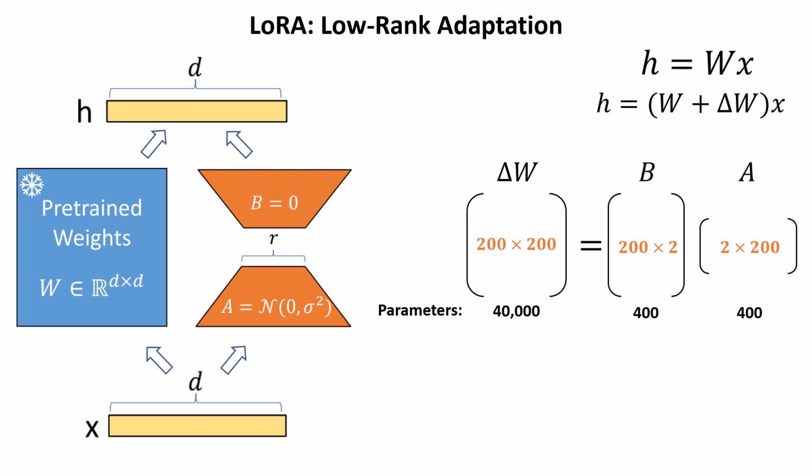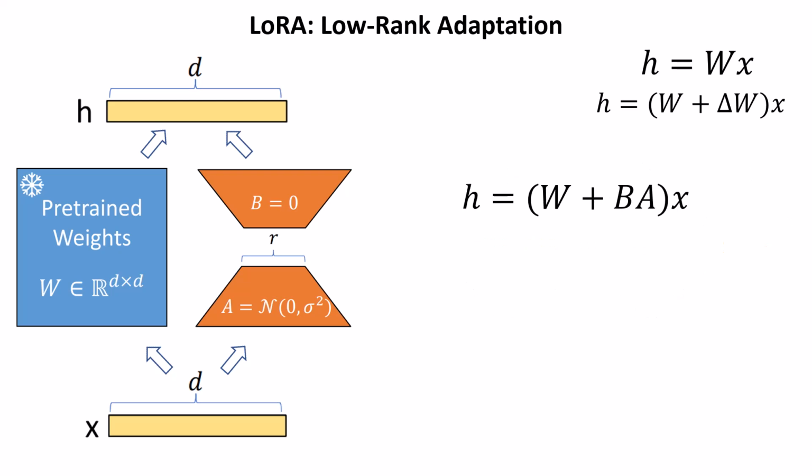We set the value of matrix B initially to be 0 and A as a normal distribution with 0 mean and some standard deviation sigma. But there's one thing I didn't tell you. Based on my explanation, I can substitute this delta W by BA and I have something like this: H is some initial W, which is frozen, plus B times A, which we need to train, and some input X. But in practice, what they implement is not this, and instead they have some additional scalar alpha divided by rank. But why do we need this scalar factor?